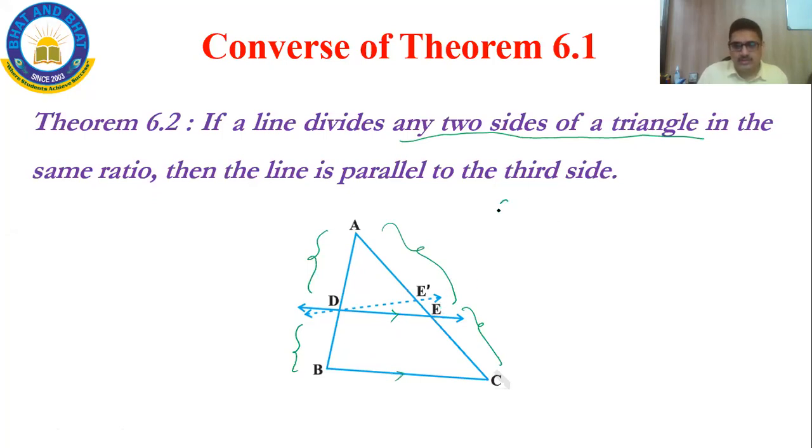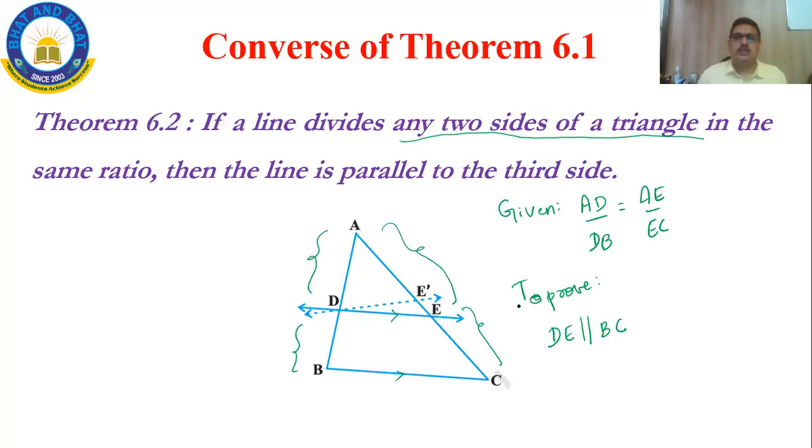So what is given for this question? It is given that AD divided by DB is equal to AE divided by EC. What do I have to prove? To prove DE is parallel to BC. This is the converse theorem of 6.1, that is the converse of Thales theorem.